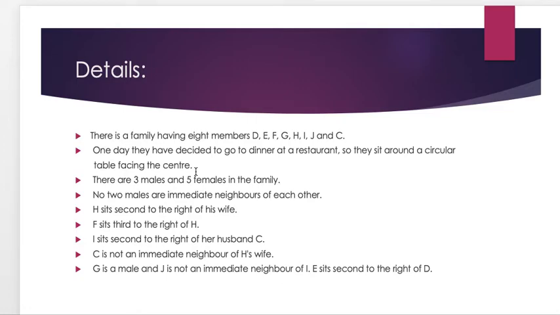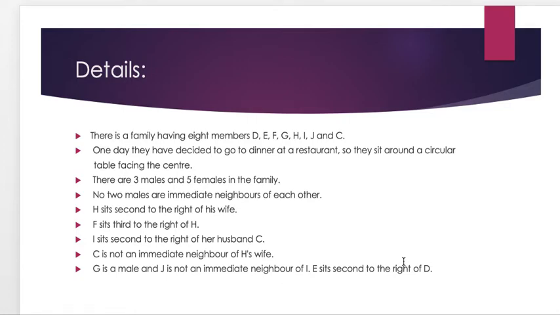The details given are: there is a family having 8 members D, E, F, G, H, I, J and C. One day they have decided to go to dinner at a restaurant, so they sit around a circular table facing the center. There are 3 males and 5 females in the family. No two males are immediate neighbors of each other.